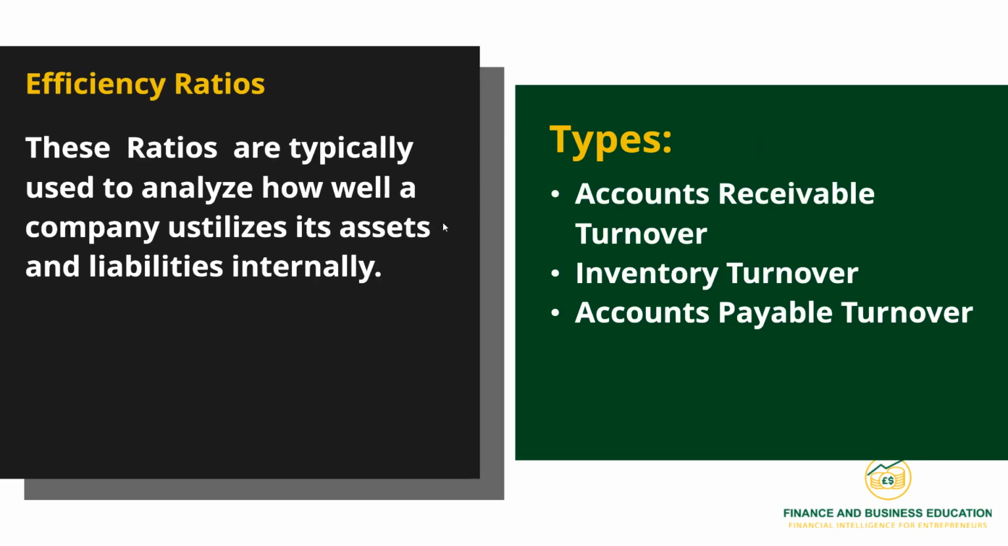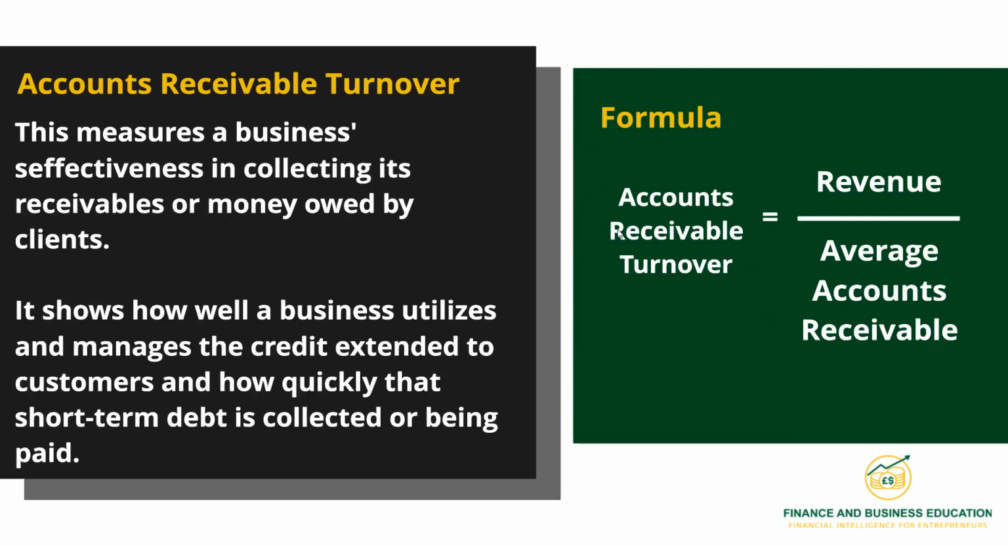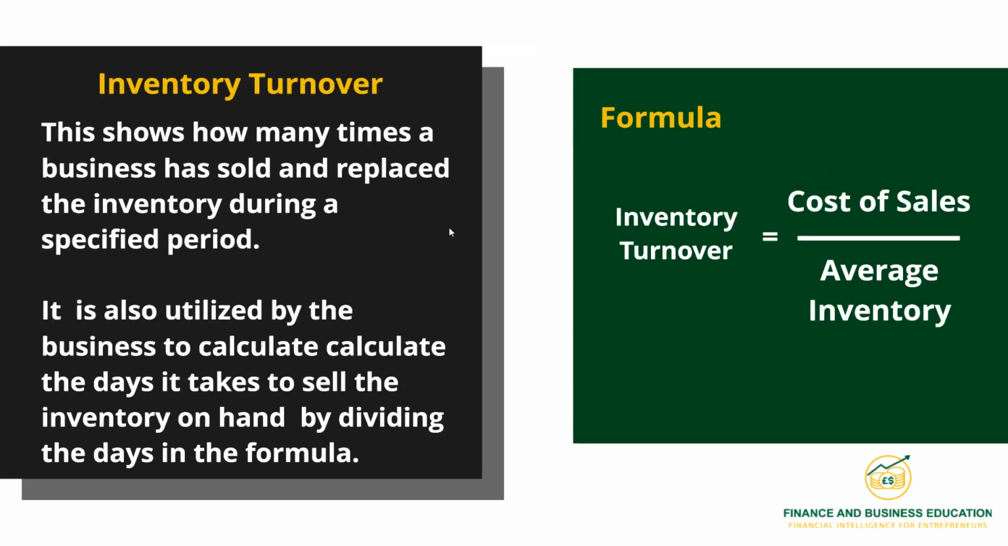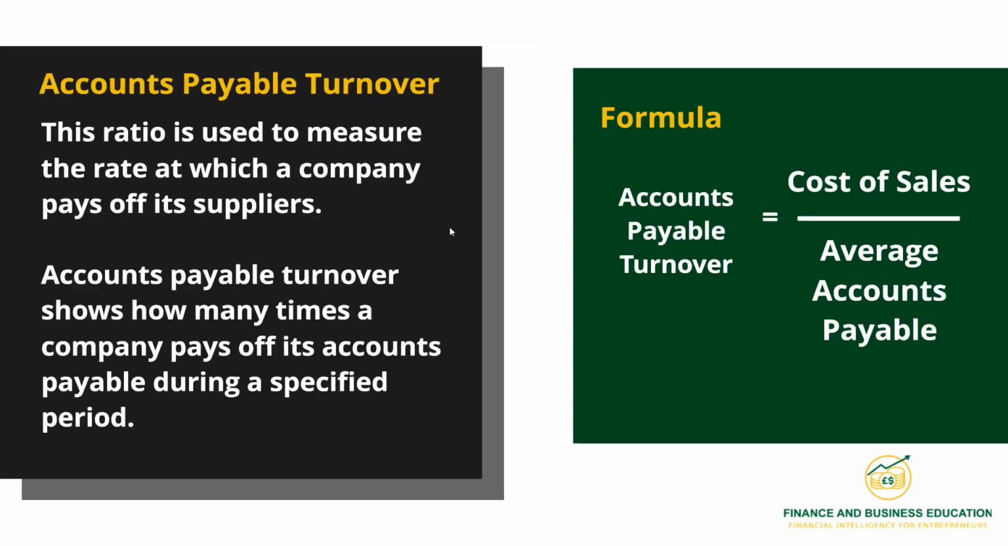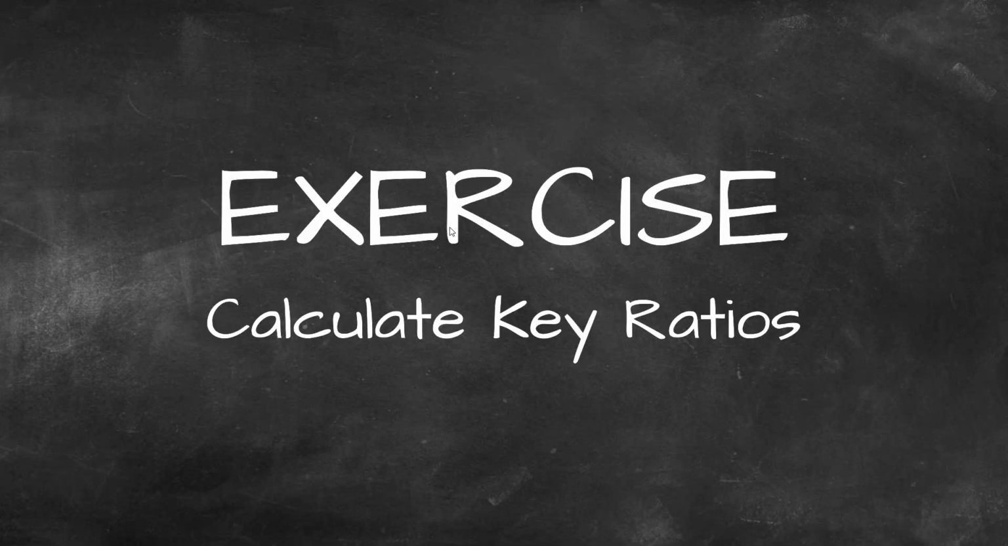Efficiency ratios are typically used to analyze how well a company utilizes assets. So, for example, you can have assets over sales as the efficiency ratio, or revenue over accounts receivable, etc. A number of key ratios for you here, and I'm not going to go through each of these in great detail.